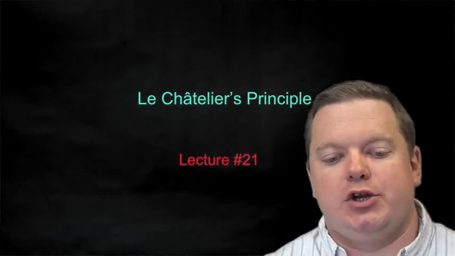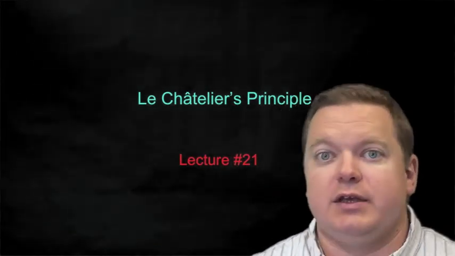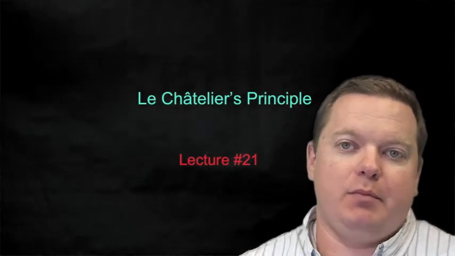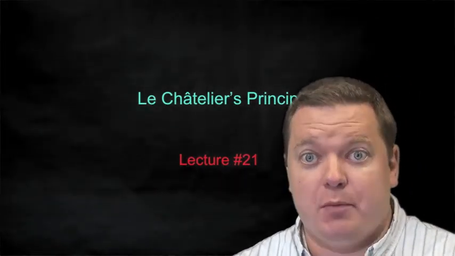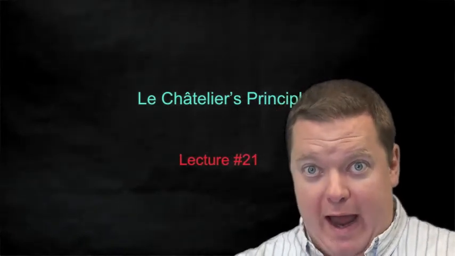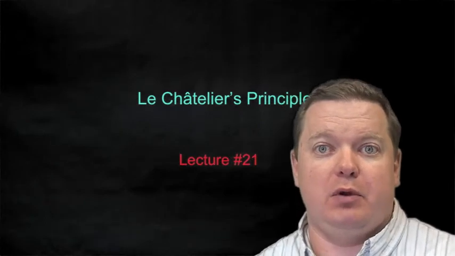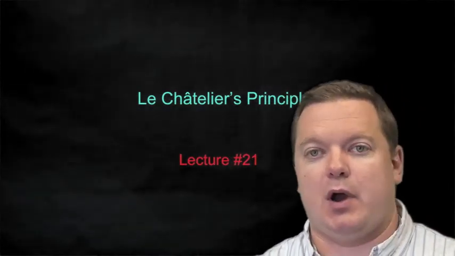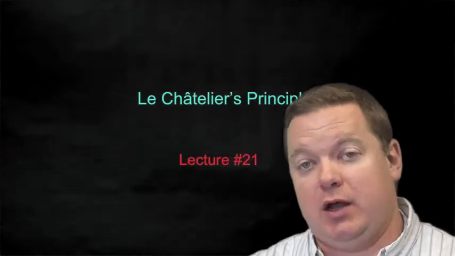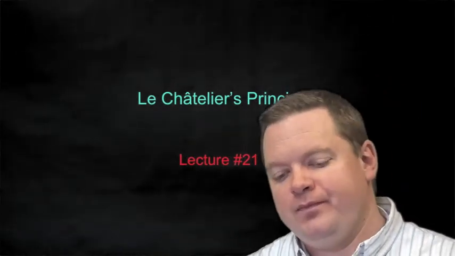Le Châtelier's principle, lecture number 21. So we're going to finish up this first section about equilibrium, talking about the changes that occur if we change the conditions from equilibrium. So we add some sort of outside influence that takes our system away from equilibrium, and it's going to shift to reestablish equilibrium. This process is referred to as Le Châtelier's principle, or however you actually say that in French.